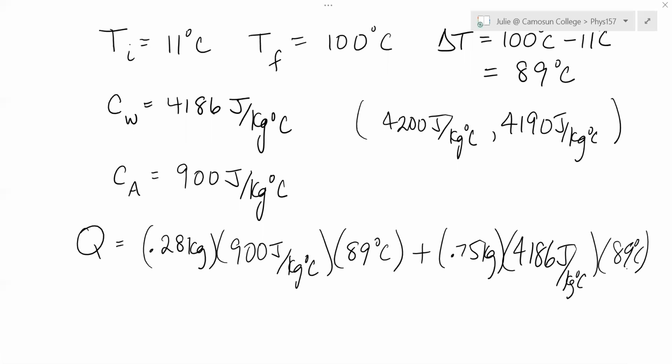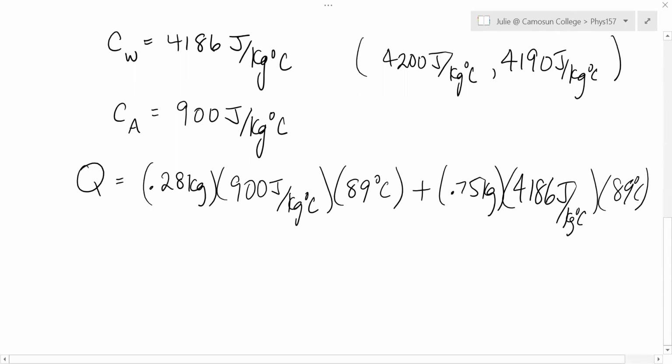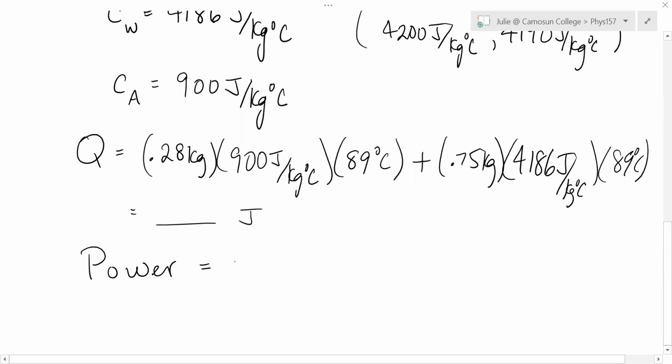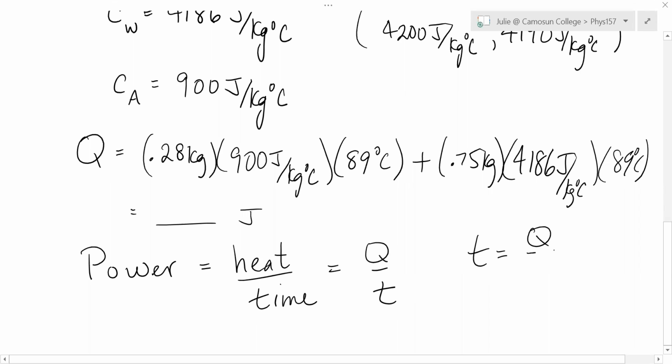Okay, you guys can calculate that, and you're going to get some number of joules. Now the power, how is power related to the heat? Well, power is the rate of use of heat or the rate of generation of heat, depending on the application. So this power is equal to heat divided by time. So this would be Q over t, which means if you want the time, you take Q and divide by the power.